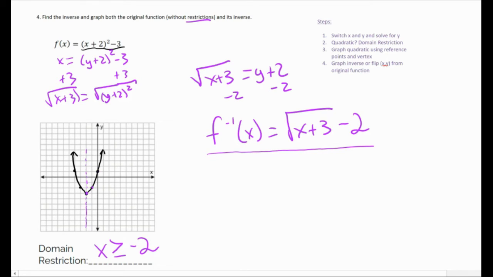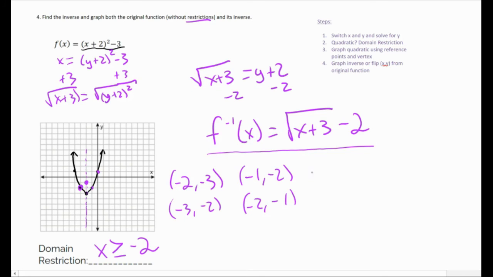Now that I'm only looking at those points, the first one here is the vertex, which is at -2, -3. I'm just switching the x and the y value. So -3, -2 is going to be my starting point for the inverse. Then the next point here is -1, -2. So flipping those, so -2, -1.